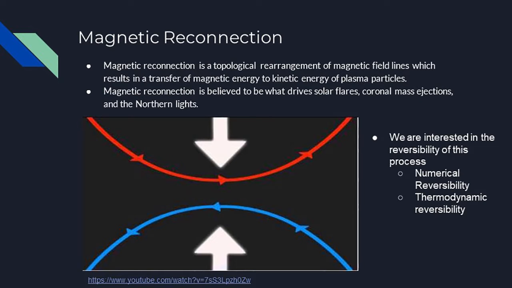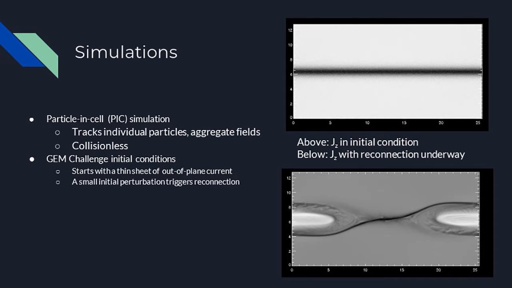So we're interested in numerical and thermodynamic reversibility. Now, in order to study this, there are astrophysical plasmas that we can study with satellites, and there are lab plasmas, but both of those are pretty difficult to set the initial conditions you want and to arrange the magnetic fields as you need them. So what we do instead is we use simulations, and in particular we use a technique called particle-in-cell simulations, where we track individual particles in the plasma but only track aggregate electromagnetic fields.